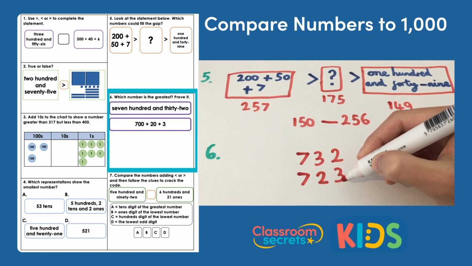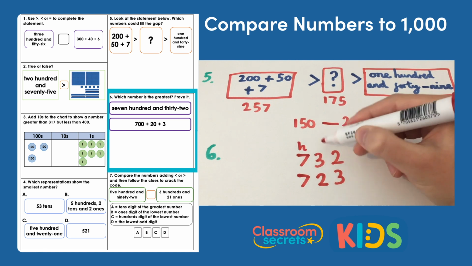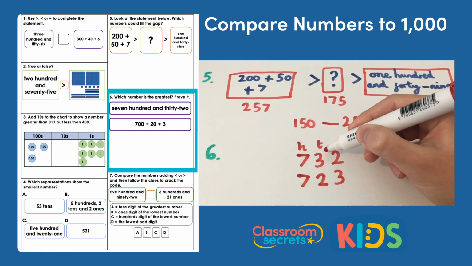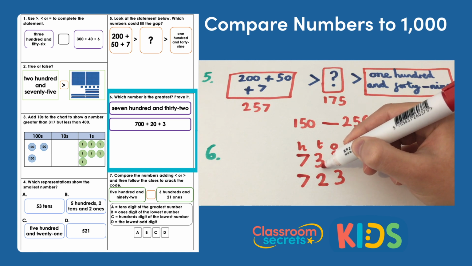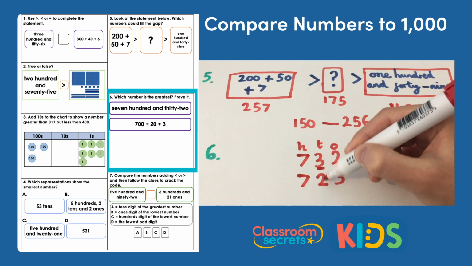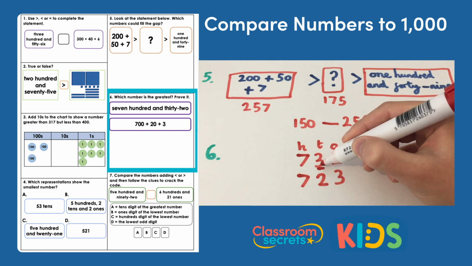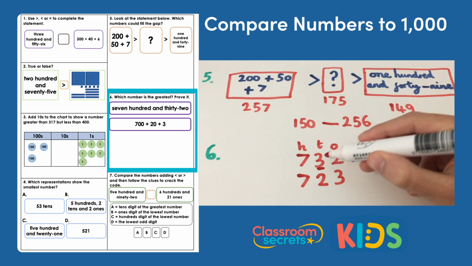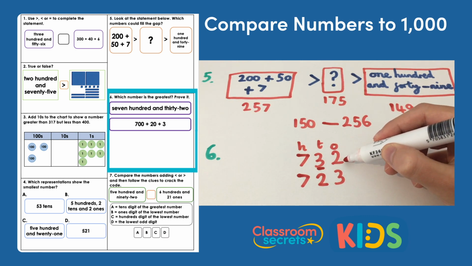So that's 2 tens. So again, our hundreds, let me just label them. Hundreds are the same, they've both got 7. Now our tens in this one, they are more. It's a 3, which is more than 2. 30, 20. 3 tens is more than 2 tens. So this number, 732, is the greatest number.